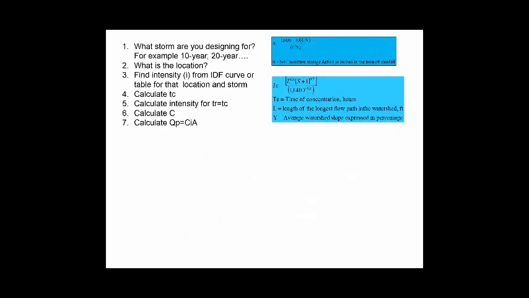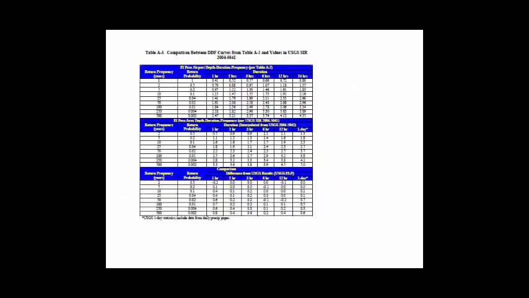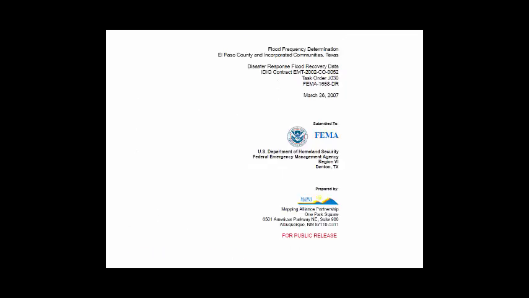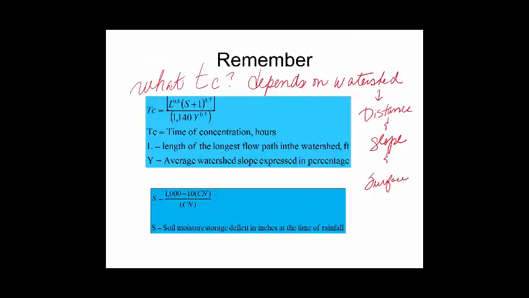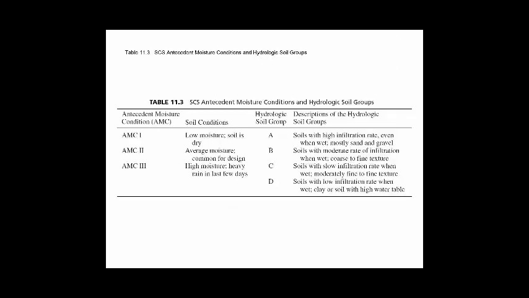So these are the steps. What storms are you designing for? For example, 10-year. In this case, the example gives you that it's a 10-year. What is the location? And to find the intensity, well, I already told you we were going to use that figure that was provided, which is this one. So I'm not telling you the location, but I'm giving you the IDF curve. If I don't give you the IDF curve, then you have to find it for the specific location that you're looking for.